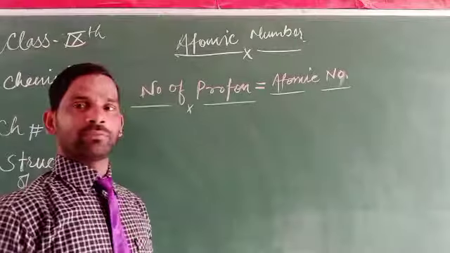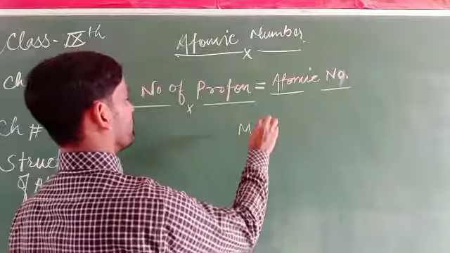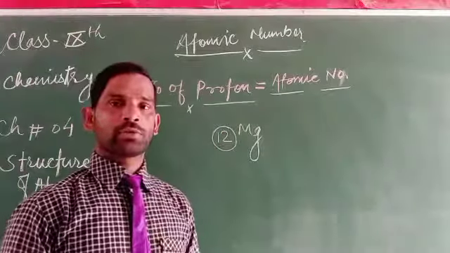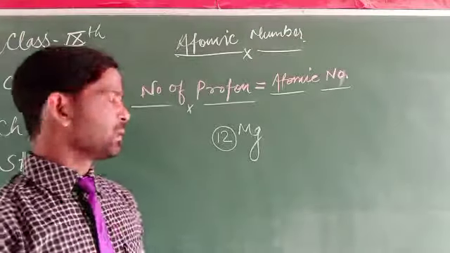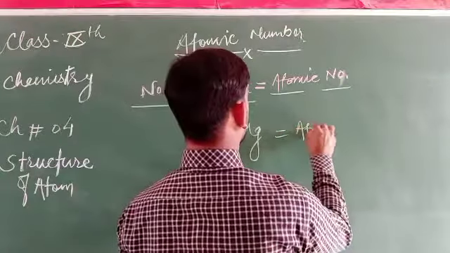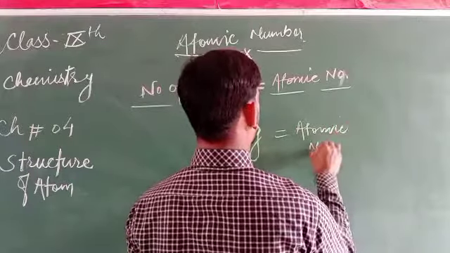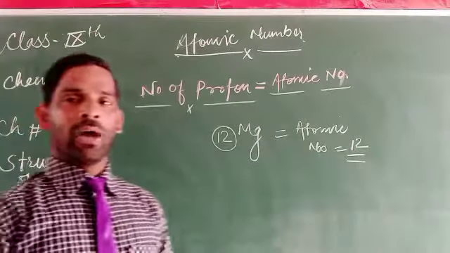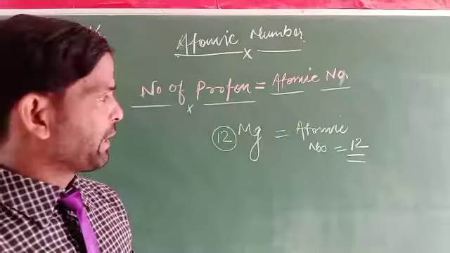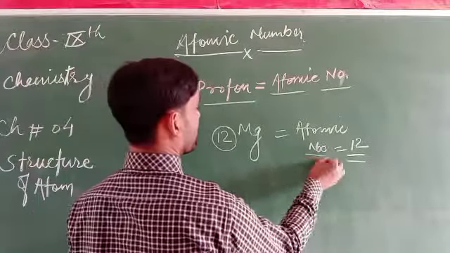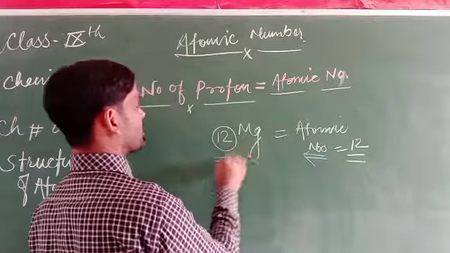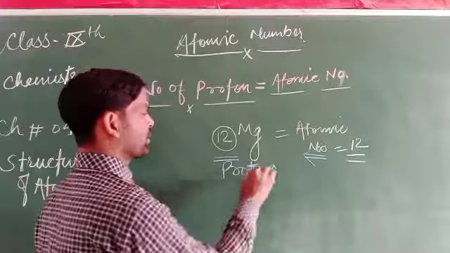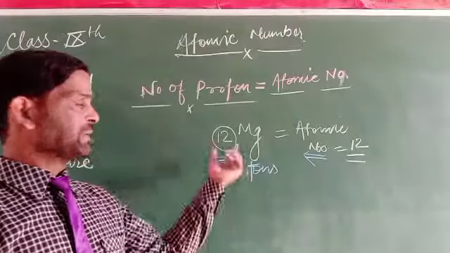Suppose in case of magnesium there are 12 protons, so its atomic number will be what? It will be 12. Why? Because the atomic number indicates how many protons there are. So there are 12 protons, so the number of protons is represented as 12.